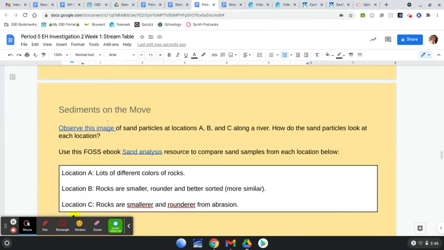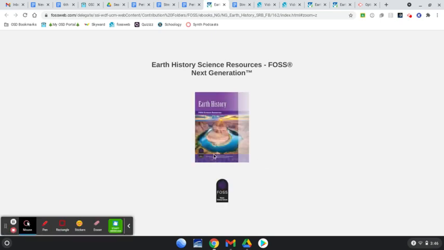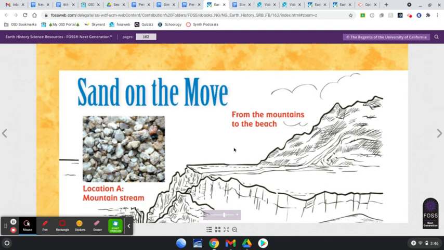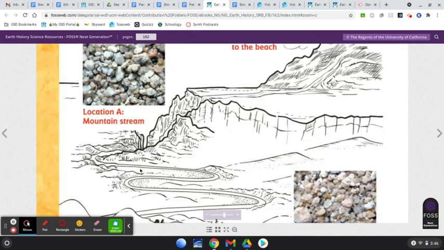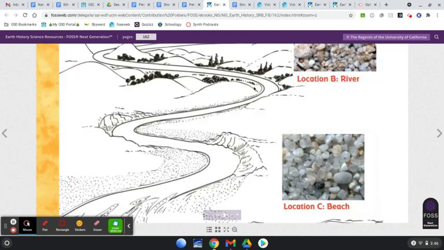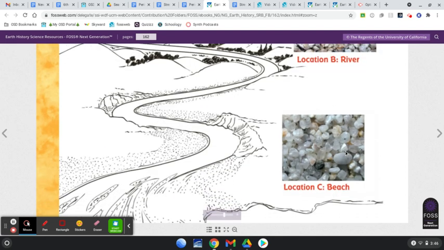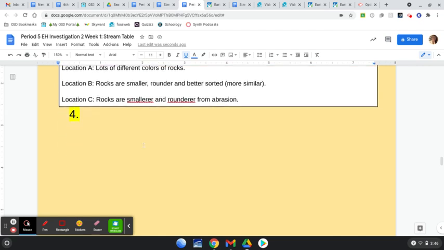Okay, the final step was to look at this image of sand particles. Oh, this is not the final step, sorry. This was the second to last step. Look at sand particles and observe how is this sand from location A at the very top of the mountain different from this sand, which has traveled way down the mountain, way down the river, and here. And how is that different from the beach sand that has traveled even farther and ends up on the beach? And just noticing how those different sand samples are different and how they change. Okay, we said they get smaller, rounder, and better sorted.